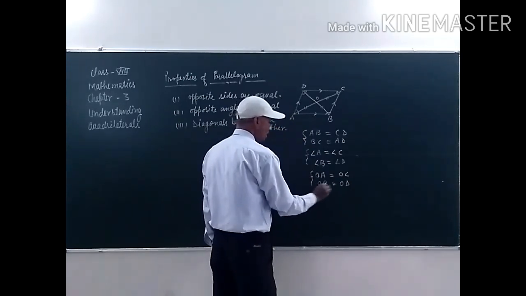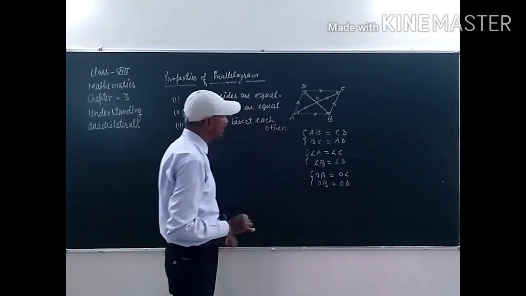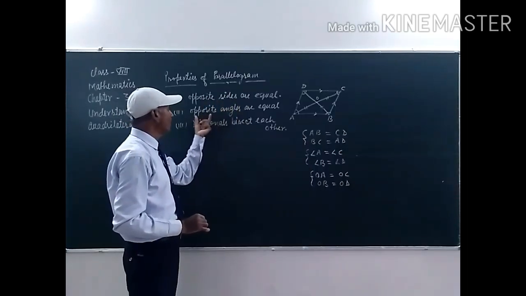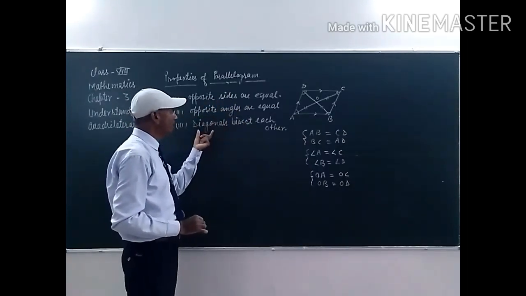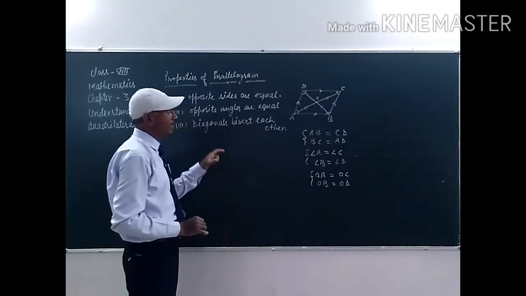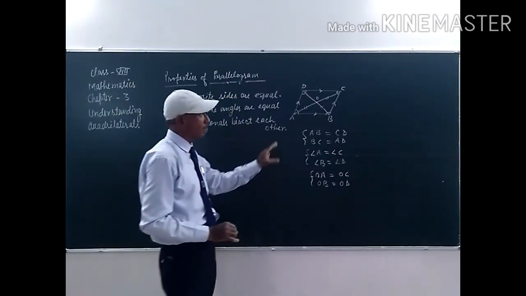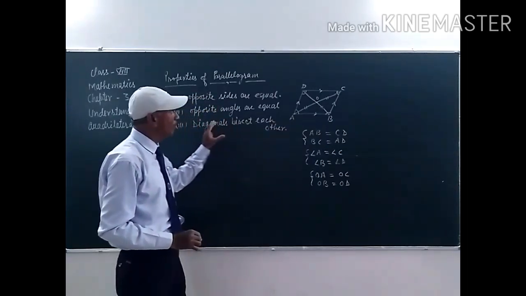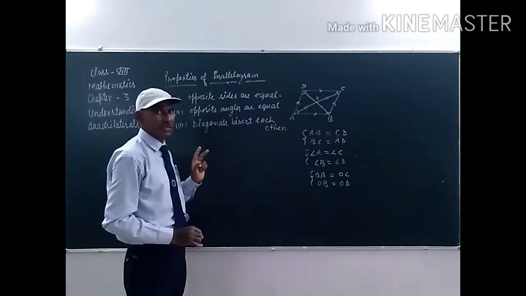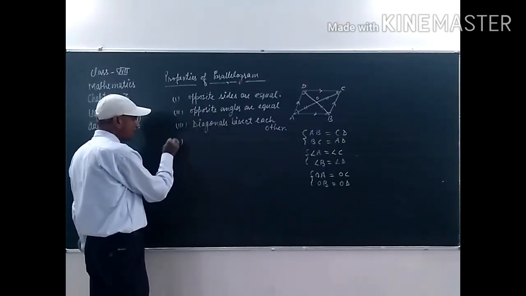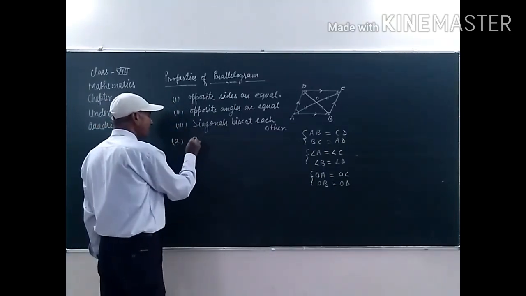So these are three conditions: opposite sides are equal, opposite angles are equal, diagonals bisect each other. These are the special properties of a parallelogram. If a figure is a parallelogram, then it will follow all the properties. Clear, students? Now we will discuss the second figure, that is rectangle, student.